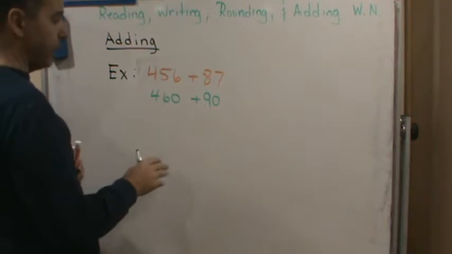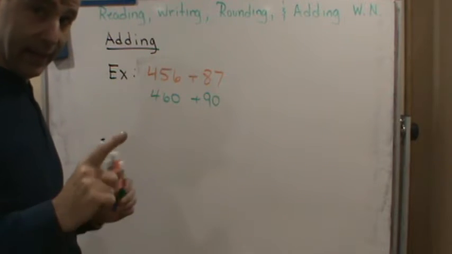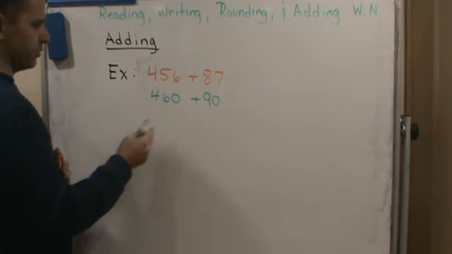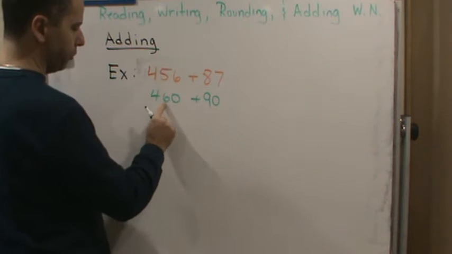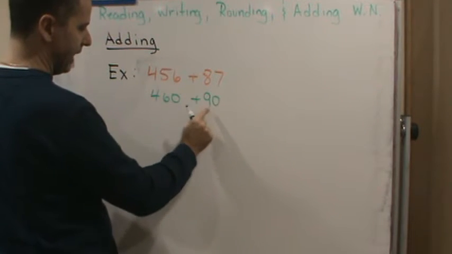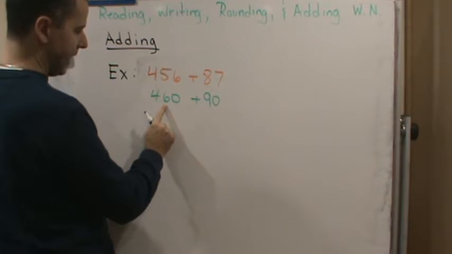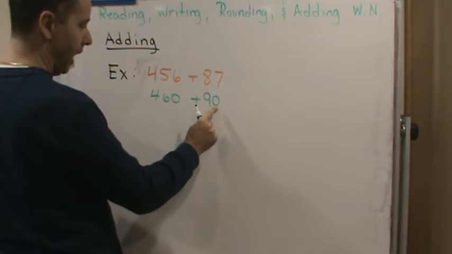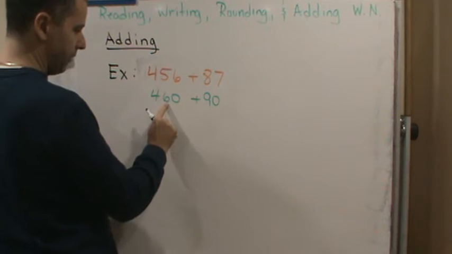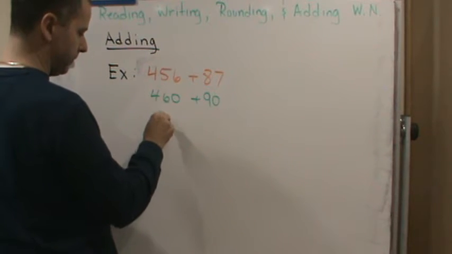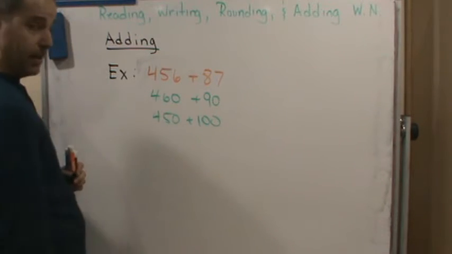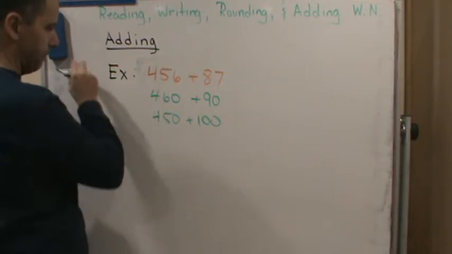And so now here's another thing you could do as far as adding numbers. This is called balancing. This is what the textbook calls it. See, this is 90, but you could subtract 10 from here and add 10 to here to make this 100, right? So if I move 10 from here, this becomes 450 plus 100, and then it's easier to add mentally, right? So you get 550, okay?